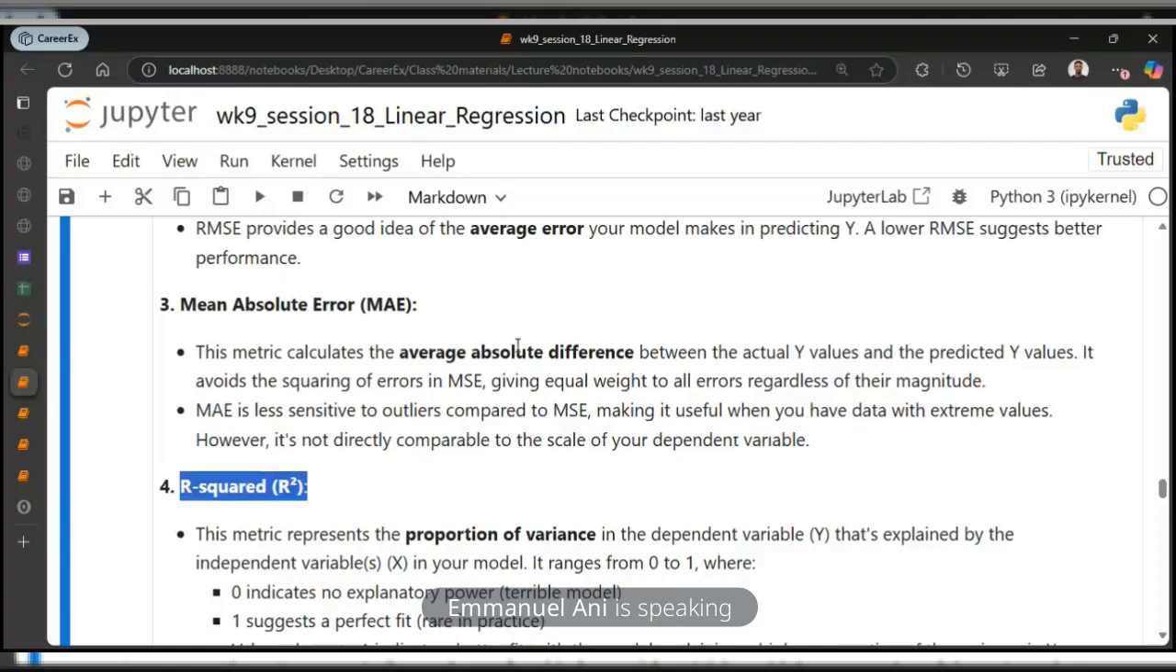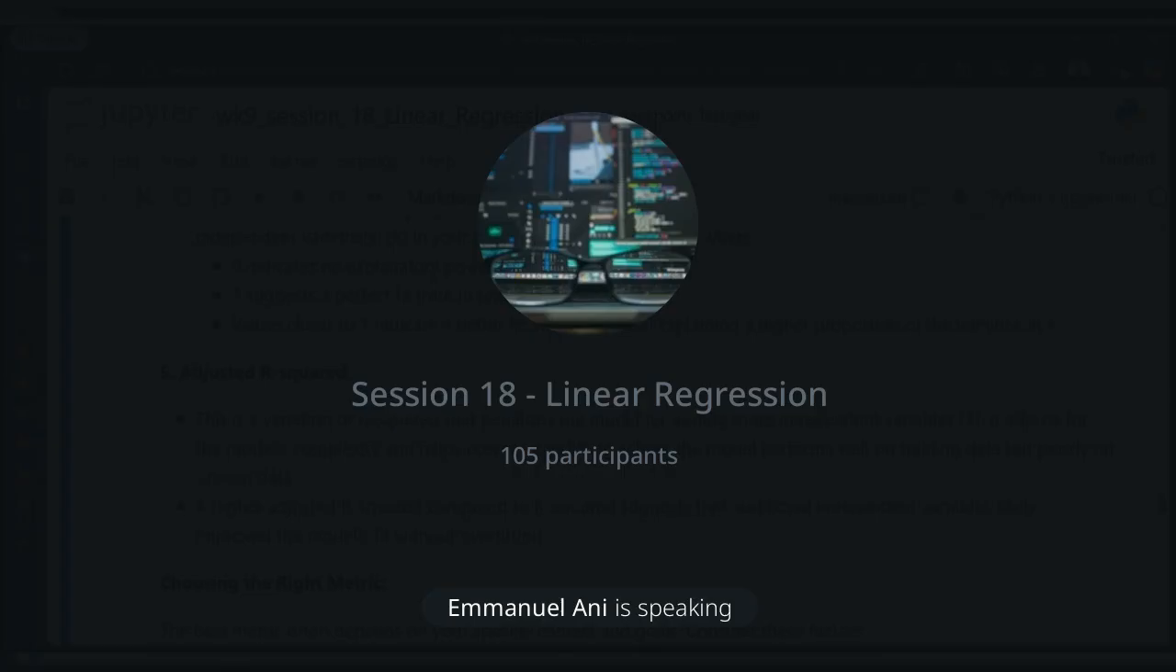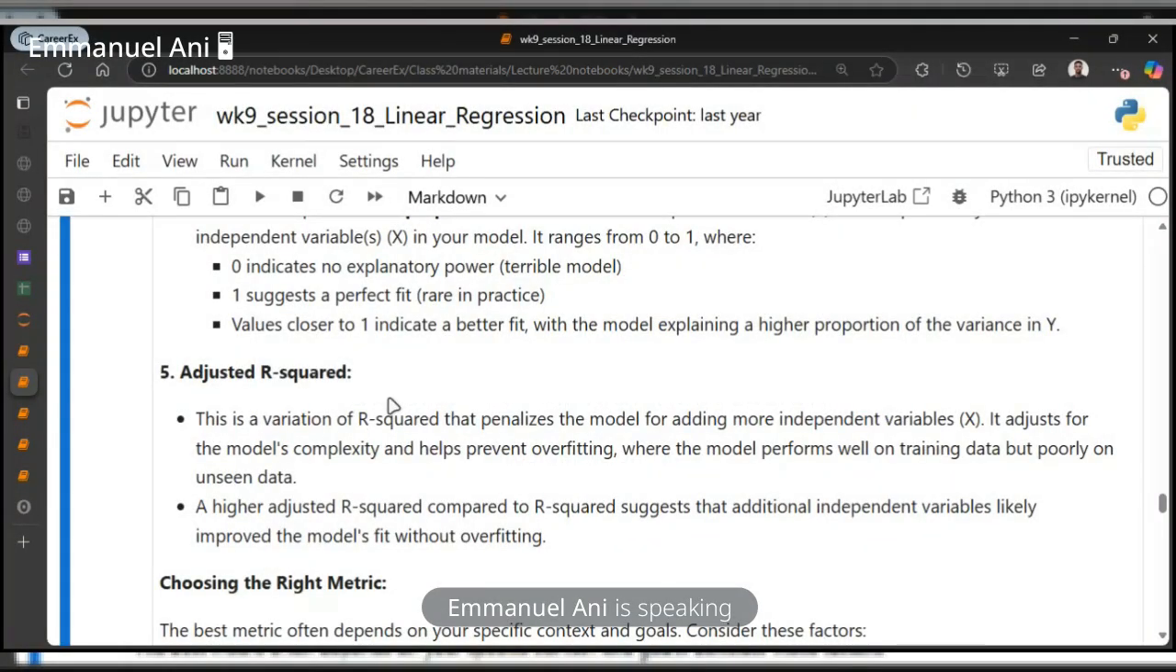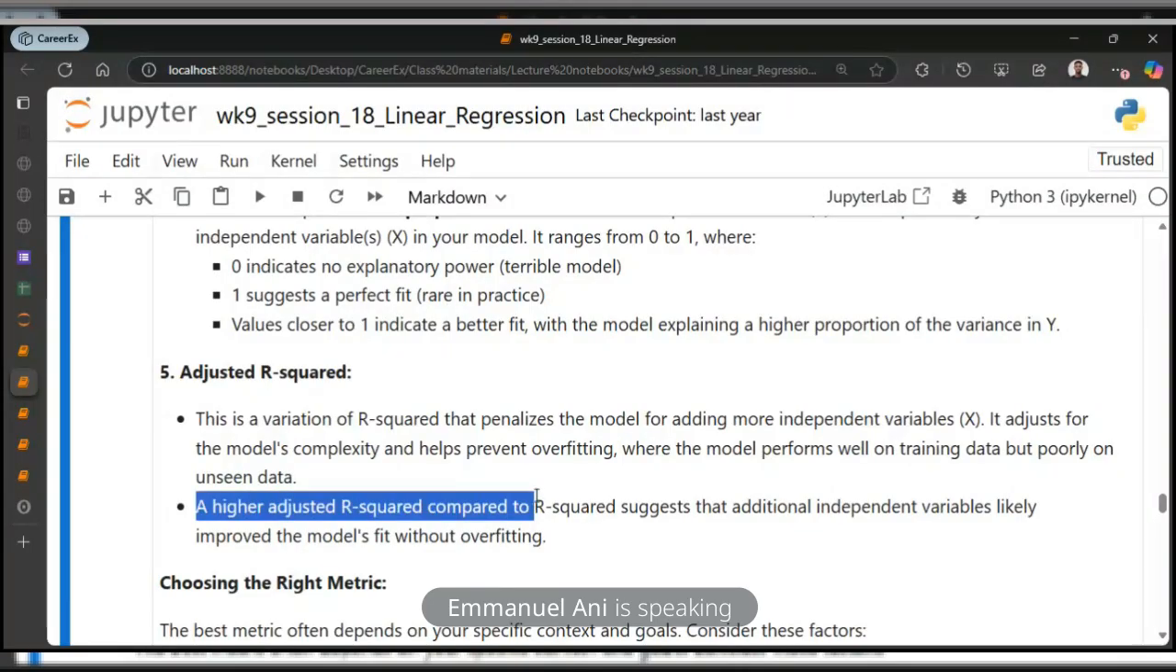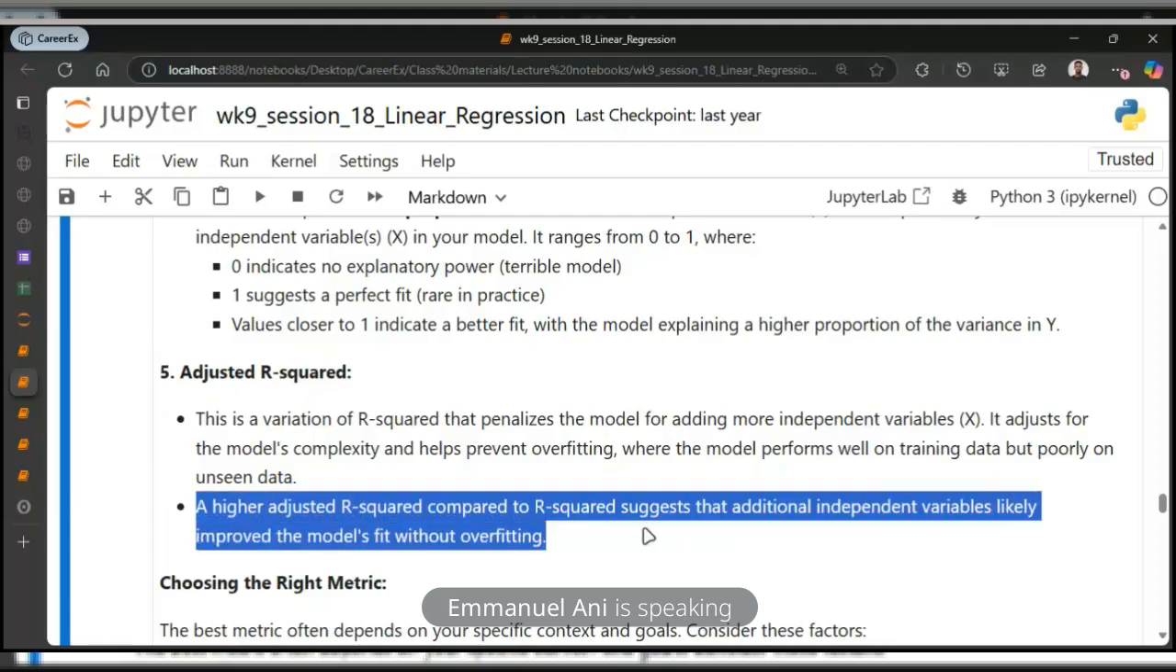We have adjusted R squared. So our adjusted R square is almost the same thing as R square, right? The only difference is that the adjusted R square takes note of additional independent variables. So when you add new variables to your model, it actually takes note of those new variables, and then adjusts for that. As you see here, a higher adjusted R square compared to R square suggests that the additional independent variables likely improved the model's fit without overfitting.